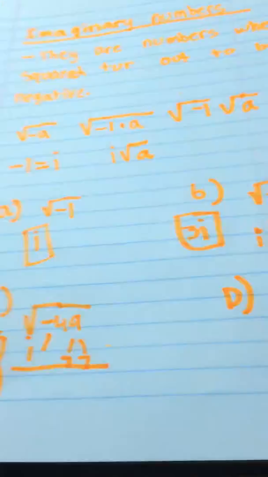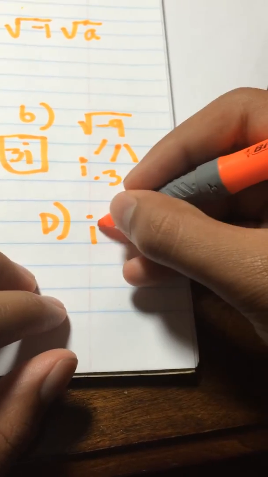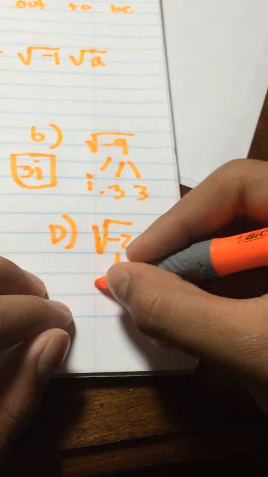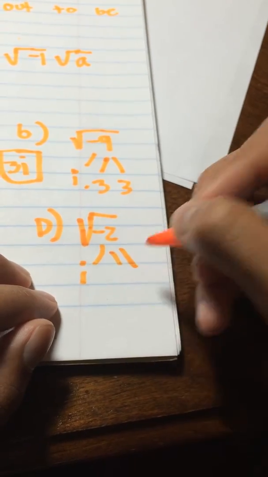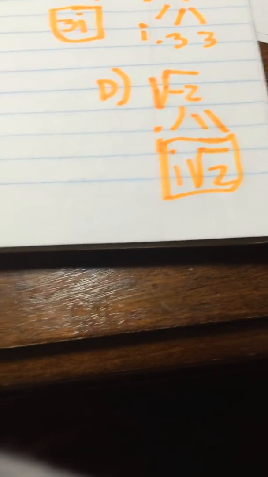Now D is actually a little bit different. Okay, I had to readjust the camera there. Sorry guys. Let's go back to the video. It's just the square root of -2. Now we'd normally do what we did, but as you can tell, there's no perfect square. There's no whole number that you can multiply by itself to get 2. So basically what we do here is put the i on the outside and just write the square root of 2, because we took out the negative and put the i down. So that's your answer.